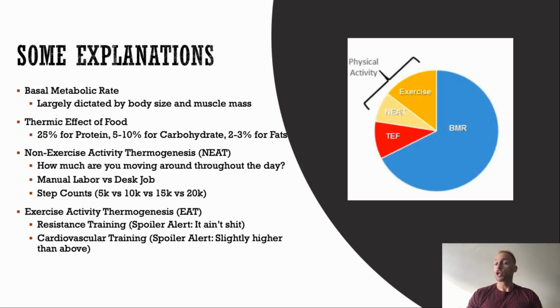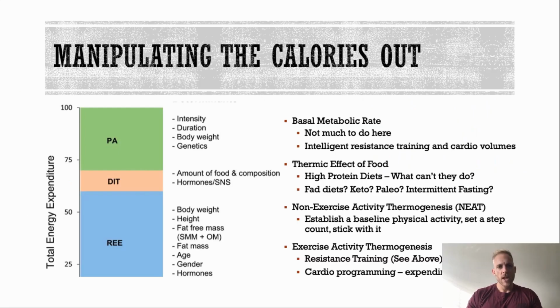And then I gave you a little chart over here on the right to look at, a little pie graph. Who doesn't love some pie? Where you can see BMR, obviously the largest, TEF, second smallest, no matter, depends. And then you've got your physical activity, which is broken down into exercise, which remember is structured, and non-exercise, which is not structured. All right, so if we're gonna manipulate our calories out, how do we do that? Well, we start with the biggest chunk, basal metabolic rate.